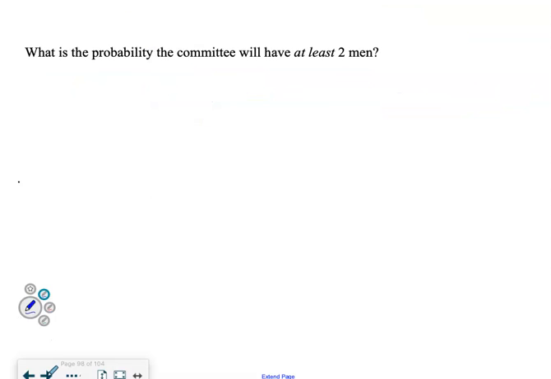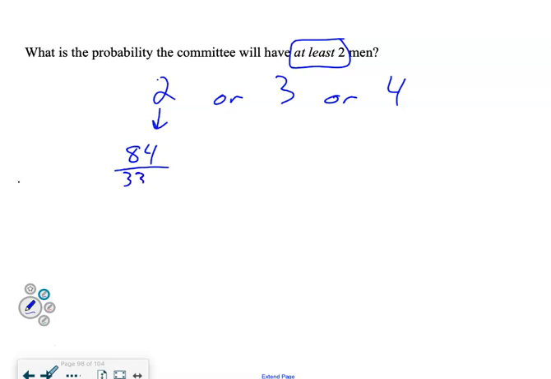What is the probability that the committee will have at least 2 men? So we could have 2 men, or 3 men, or 4 men. 2 men, we've already done. That's the problem we just did. 84 out of 330. Remember, or means we're going to add. Now we want 3 men.